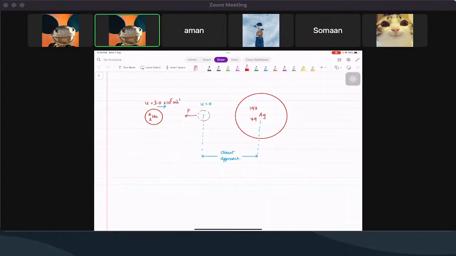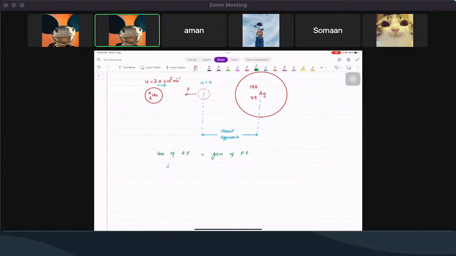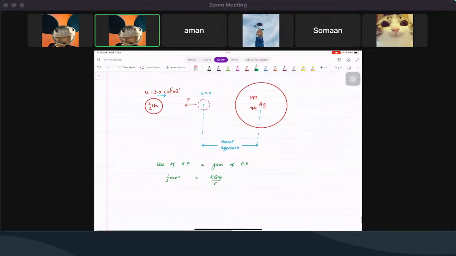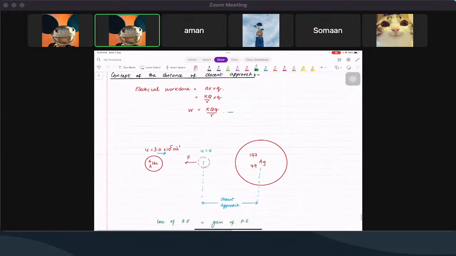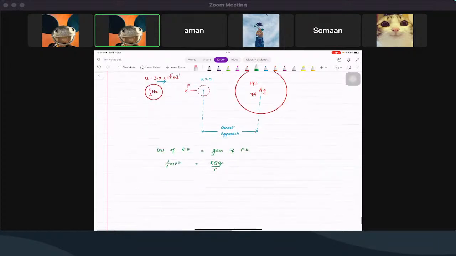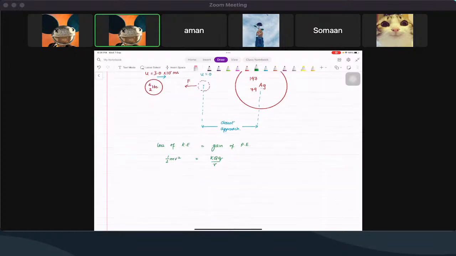you give kinetic energy, so the equation would be that there will be loss of kinetic energy, and that would result in gain of potential energy, because it's going closer to that, right? We already know that the equation of kinetic energy is half mv squared, and the gain of potential energy is kq over r. Now, why is that? Because I told you that this is the work done in the first place, right? So we wrote it like this. Now we can add into this equation.